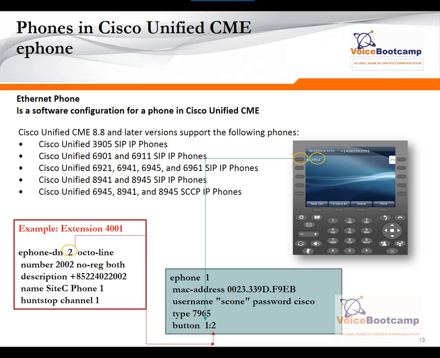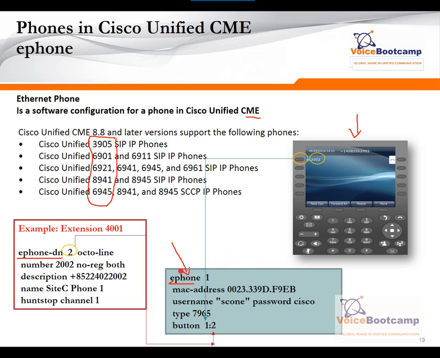Now, in order to assign an extension to a phone, as I said earlier, you must create an ephone DN, but for the phone itself, you must create what we call an ephone. So ephone is a software configuration for a phone in CCNP. These are some of the versions that are currently supported, along with the older version 7900 series.